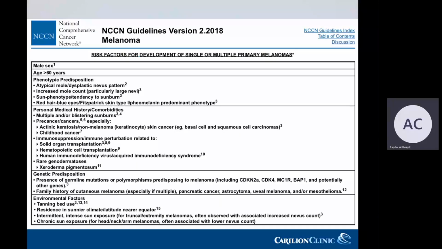This is from the National Comprehensive Cancer Network. These are all the risk factors for melanoma. We mentioned the majority of these. Also, tanning bed exposure is a risk factor, and some of the other immunosuppression that we talked about for squamous cell.